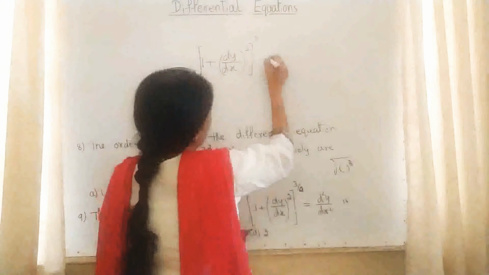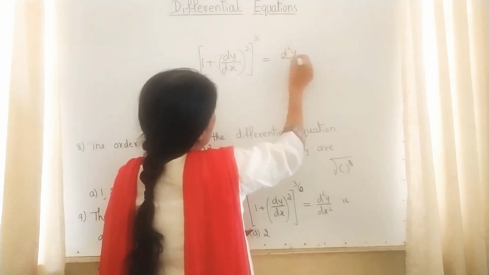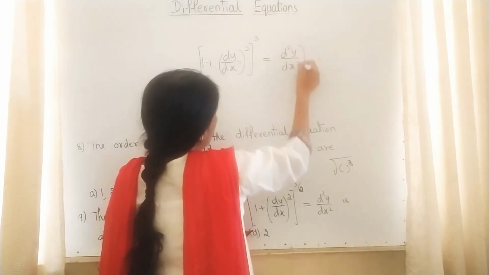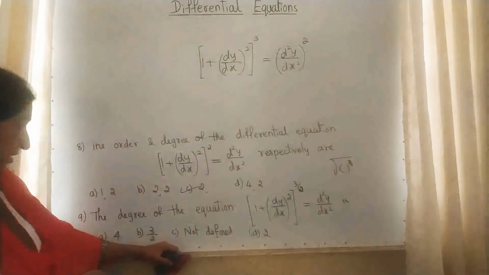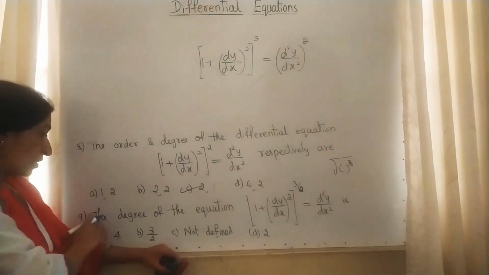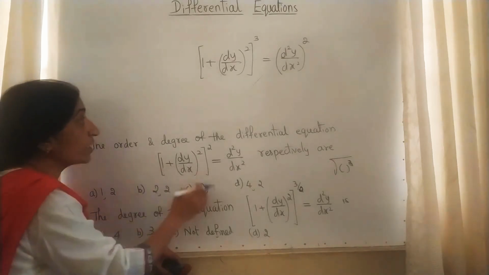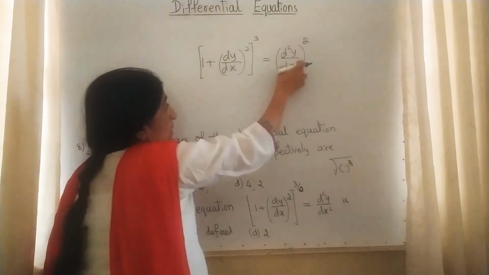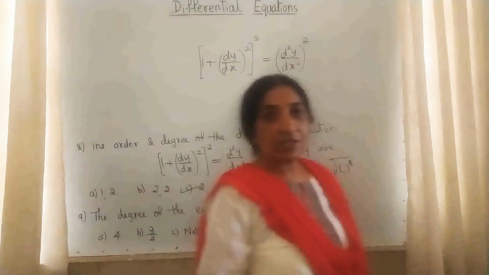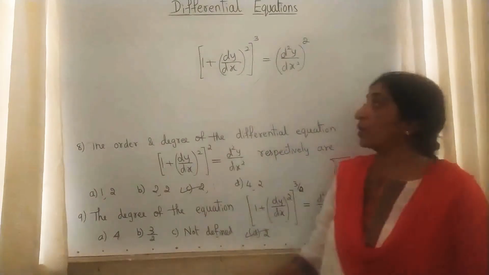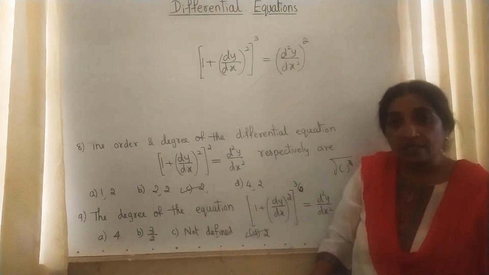And this becomes (d²y/dx²)², because we are squaring on both the sides. When you square, what is the degree of the differential equation? The highest derivative is this one, its power is 2. Degree of the differential equation is 2. You can say that the order is also 2, but the order is not asked here.